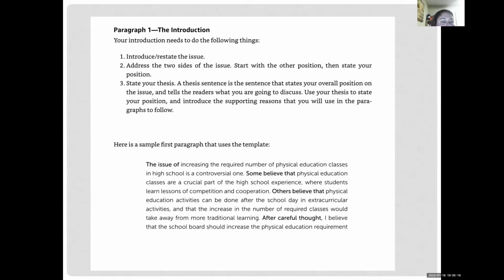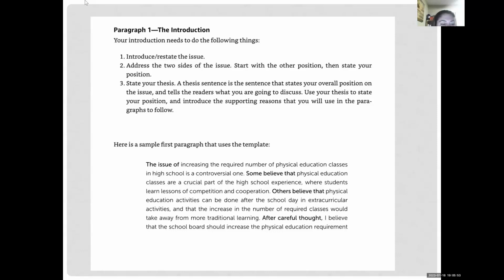Here is a sample first paragraph that uses the template. This is based on that prompt that I showed you, and this would be like what they would consider to be a stellar, 4-score paragraph. So if they said, the issue of increasing the required number of physical education classes in high school is a controversial one. Some believe that physical education classes are a crucial part of the high school experience, where students learn lessons of competition and cooperation.